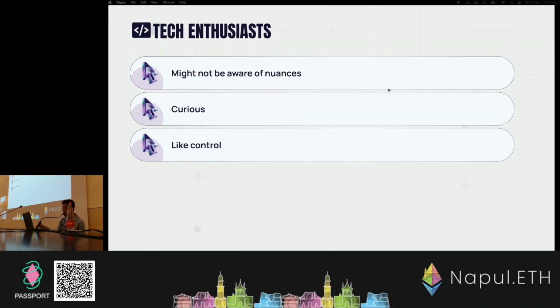Second are tech enthusiasts. Often they might not be aware of nuances associated with your app or project, but are very keen to explore around. They'll definitely need some guidance, but still really appreciate control over what's happening and what's going on in your project.